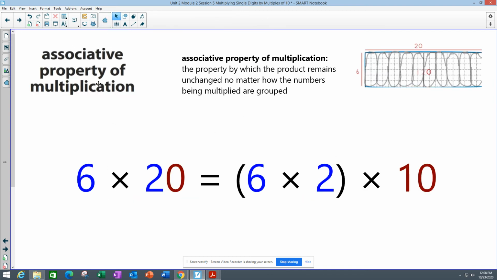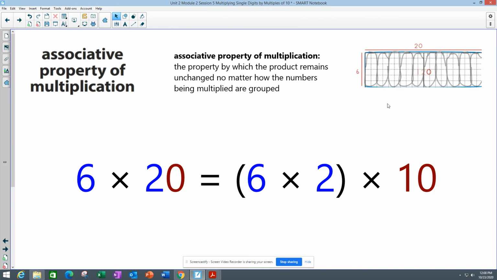All right. This is called the associative property of multiplication. That's a big word. Most people don't remember it. Even adults won't remember it, unless you're really into math.